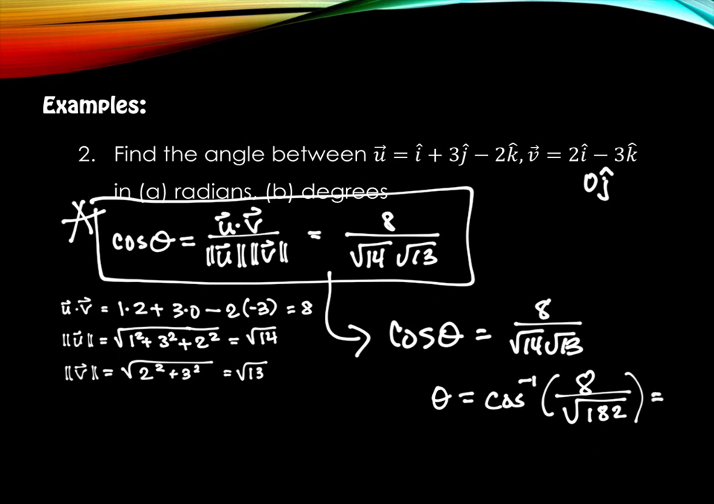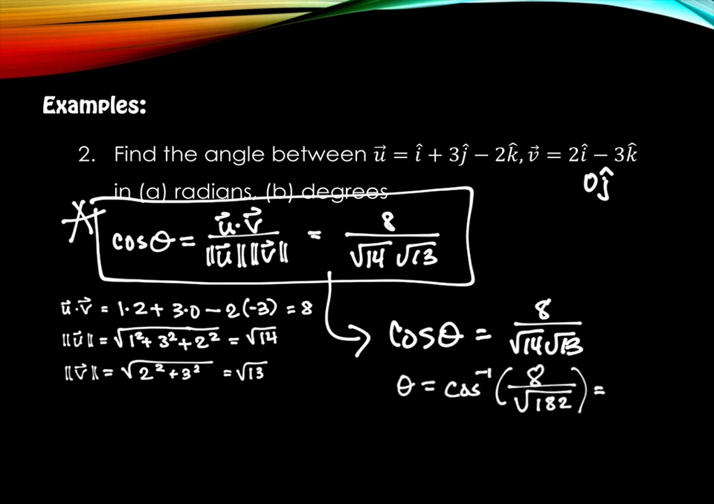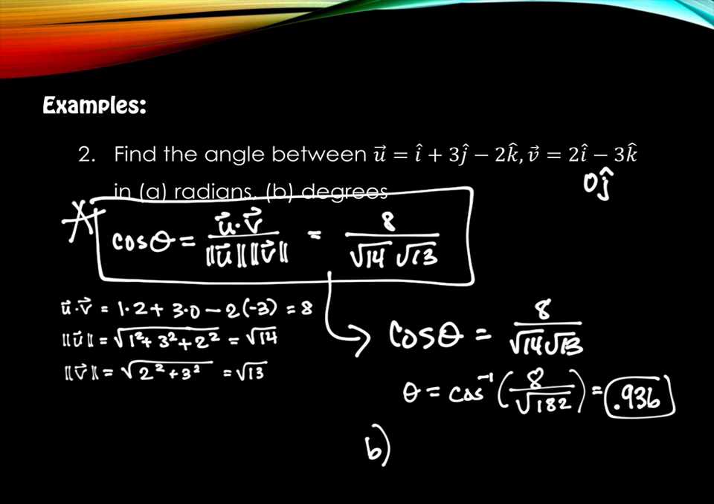What did you guys get for theta in radians? It doesn't tell us how many decimals to round to or anything, so let's go with 3. What did you get, Preston? In radians or degrees? Yep, let's go with radians first. I got 0.936. Okay, did everybody get 0.936 for radians? Excellent. Now, somebody else tell me for degrees, what did you get?